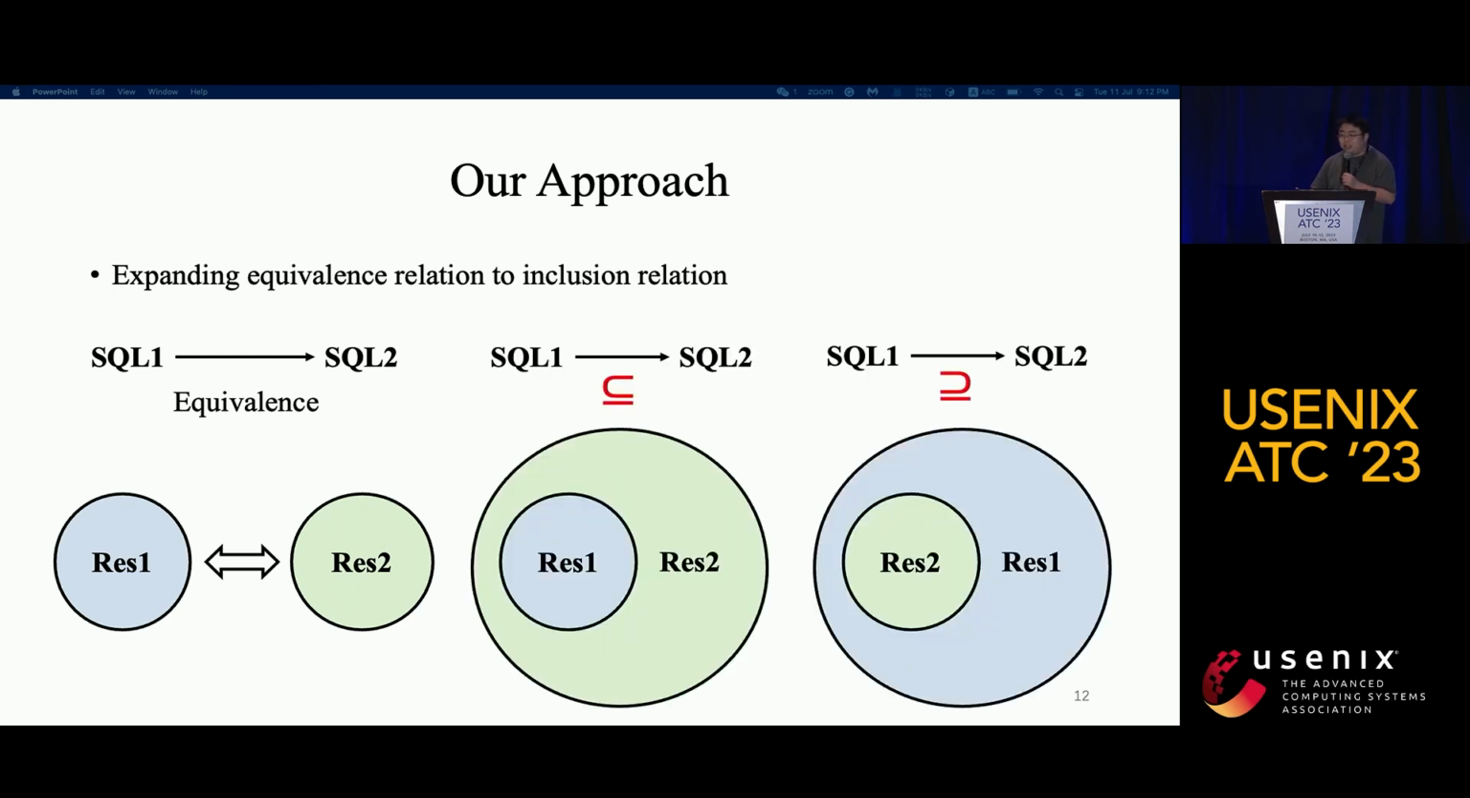Specifically, we notice that the query result of a SQL query is essentially a multiset. So a very natural relation is the inclusion relation. If we can generate a second SQL query such that its query result subsumes the original one or is subsumed by the original one, then we can achieve an over-approximation or under-approximation of the semantics of the original query. And such an approximation relation can provide statistical oracles in our problem.